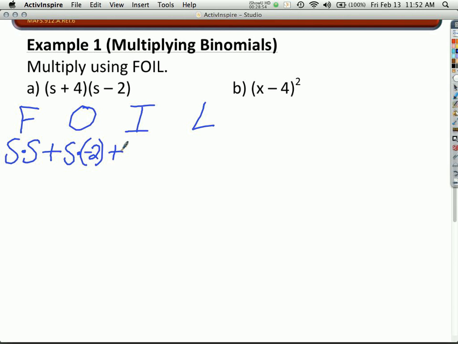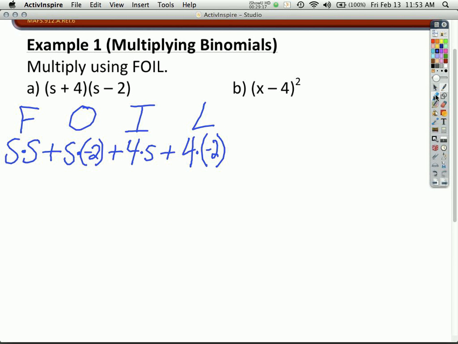Plus, what about the inners? Emily? 4 and S. 4 times S. Plus the last, the L's. Sean? 4 and negative 2. 4 times negative 2. Very good.